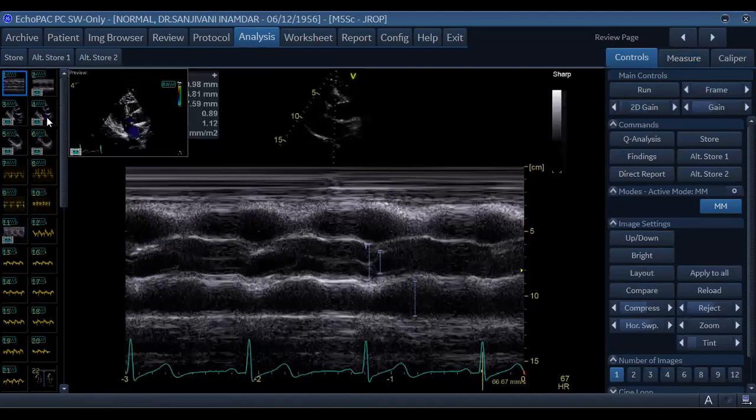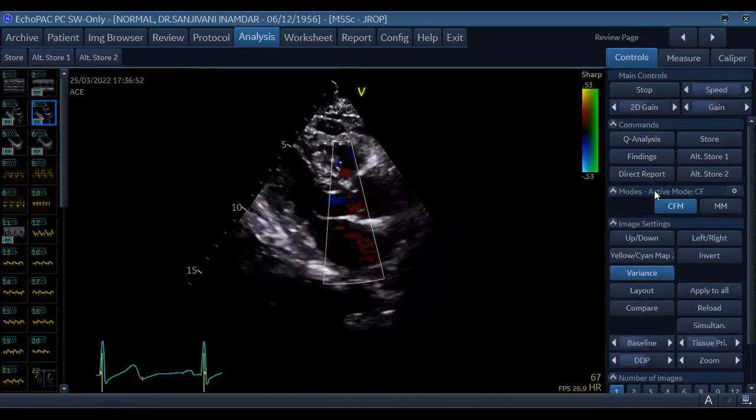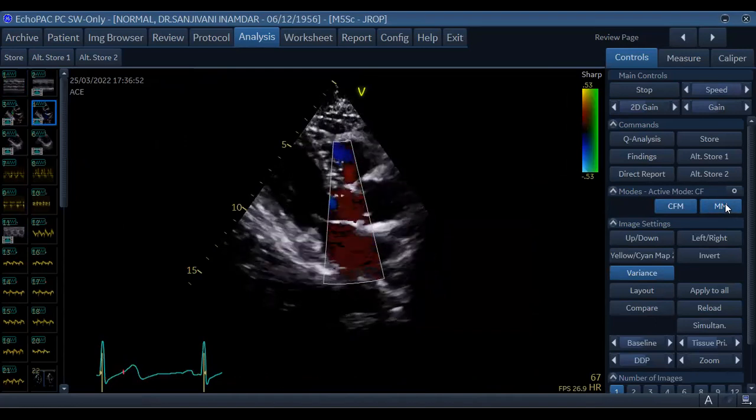Let me just look at it. I'll just create that slope. Yeah, it is there.